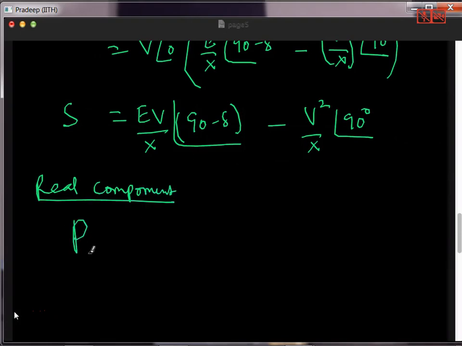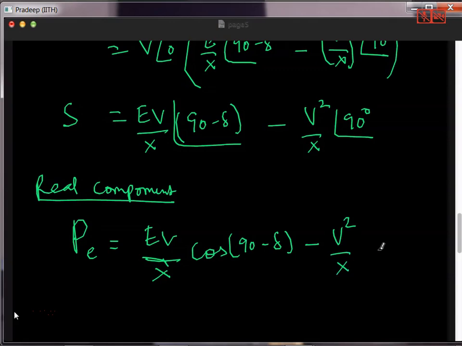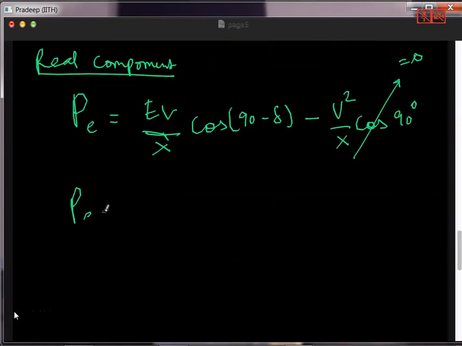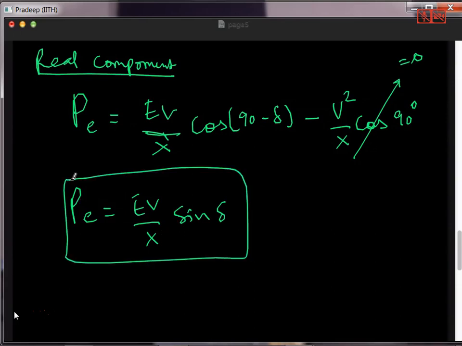So that is PE, electrical power. What is the real component of this? Nothing but EV by X cos of (90 minus delta) minus V square by X cos of 90 degrees. So cos 90 degrees is 0, so this term will be equal to 0. So finally I will get this. Electrical power is nothing but EV by X into cos (90 minus delta), which is sine delta. So this is nothing but the power equation.